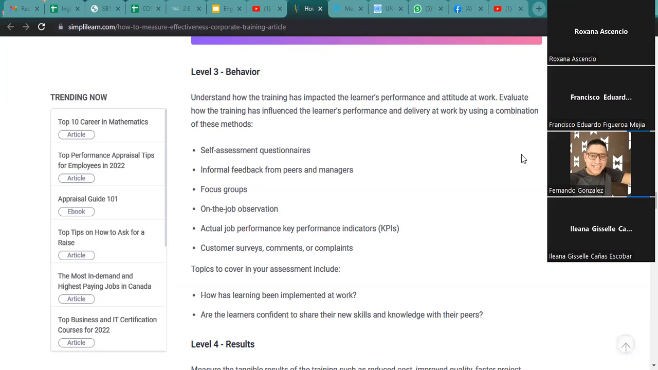Customer service comments or complaints. Topics to cover in your assessment include: how has learning been implemented at work? Are the learners confident to share their new skills and knowledge with their peers? Good. What did you get? Yeah, peers. What is peers? Peers are like co-workers, the people that I work with.